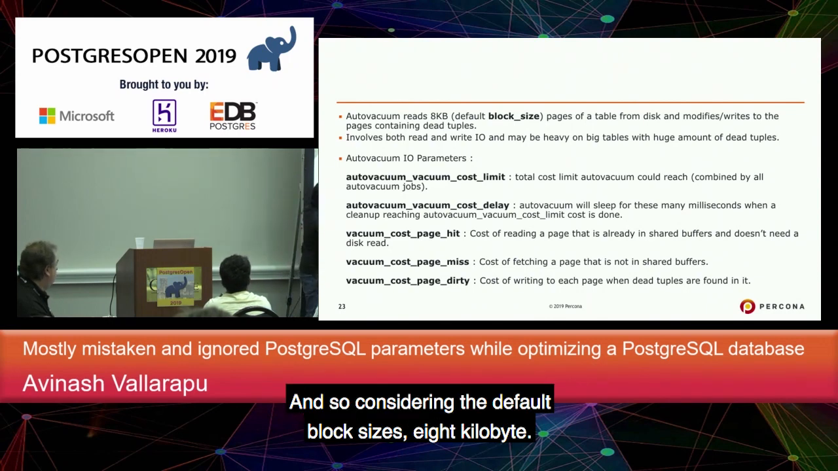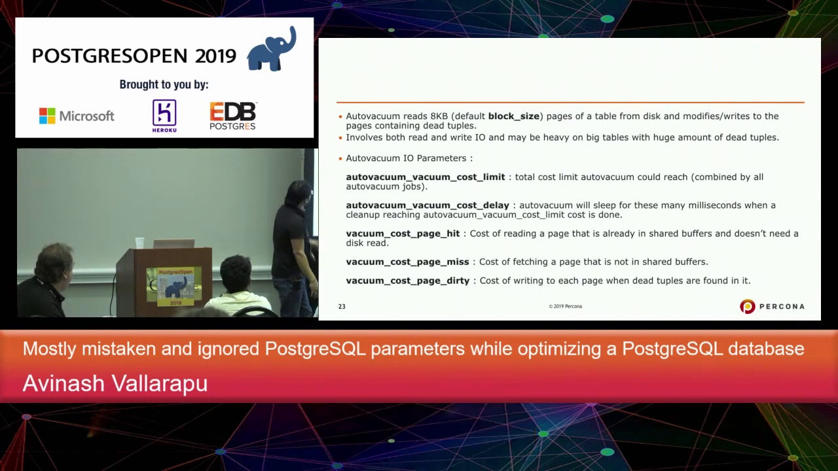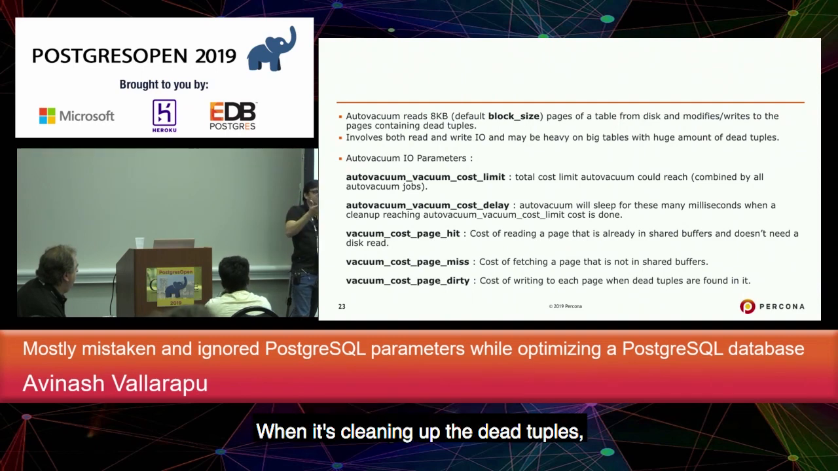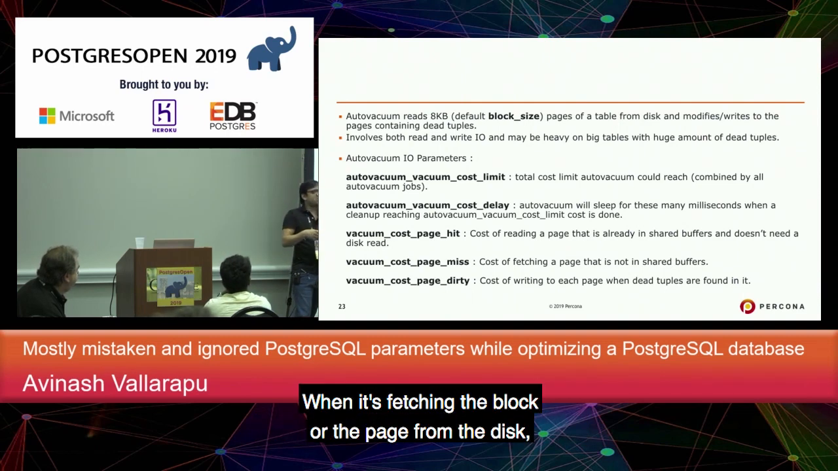And so considering the default block size as 8 kilobytes, it involves both read and also write I/O, right? When it's cleaning up the dead tuples, it's a write I/O. When it's fetching the block or the page from the disk, it's a read I/O.